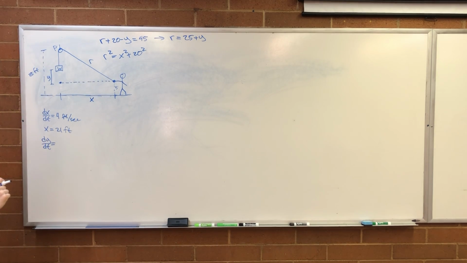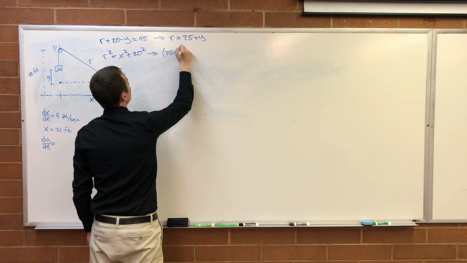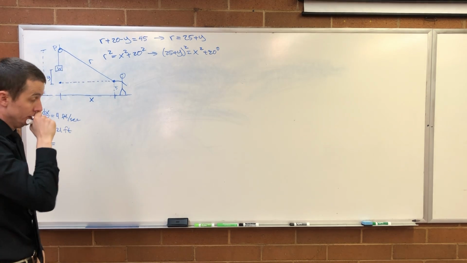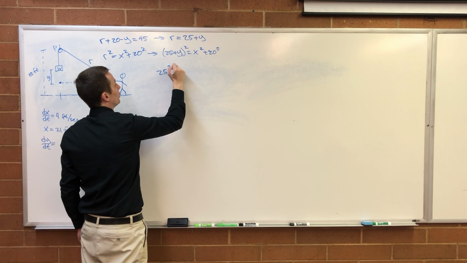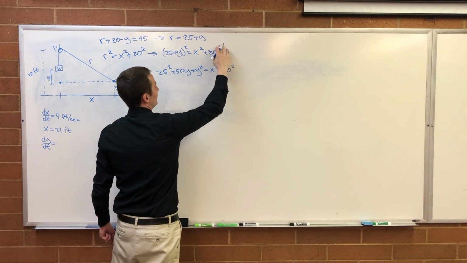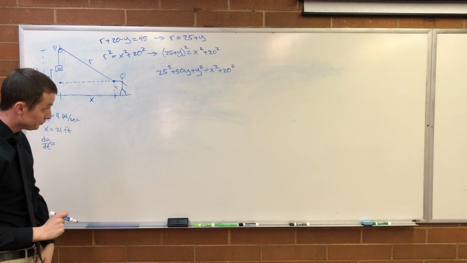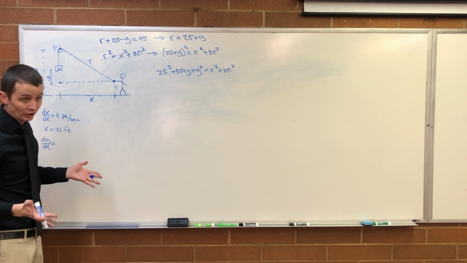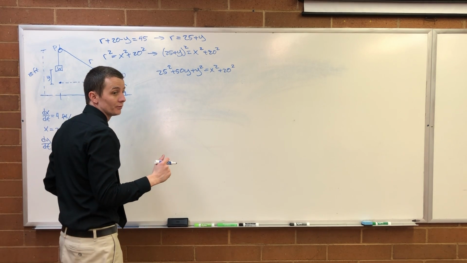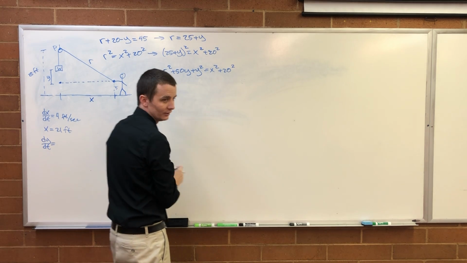Then taking this, I have 25 plus y squared is equal to x squared plus 20 squared. Square this out, we get 25 squared plus 50y plus y squared is equal to x squared plus 20 squared. Now take the derivative with respect to time of both sides. What you do to one side, you have to do to the other. You can't just take the derivative of this side and say it's equal to this.